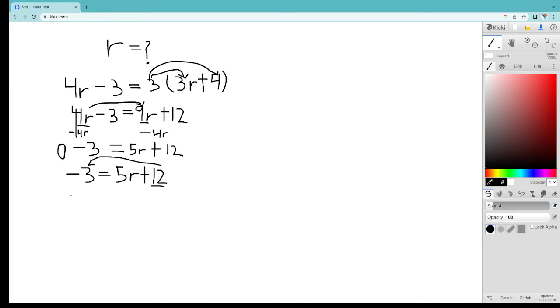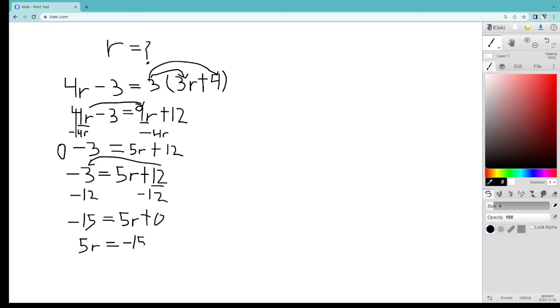What I'm going to do now is get rid of the 12, so I'll subtract 12 from both sides. So minus 12, minus 12. Then we're left with a negative 15, right? This becomes a negative 15. And this is equal to 5r, and then plus 0. Now I'll just swap terms. Another way is you can write it as 5r equals negative 15.